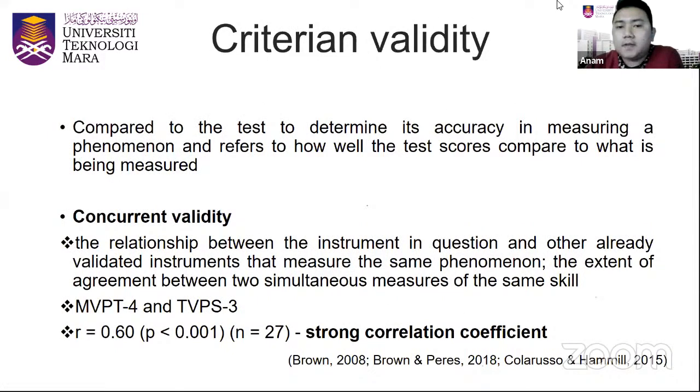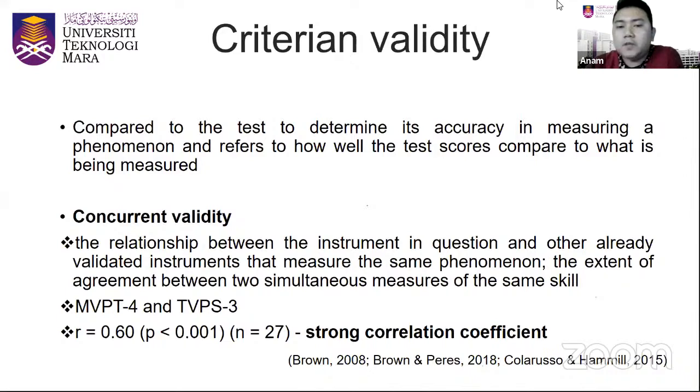And criterion validity means the MVPT is compared to another test to determine its accuracy in measuring a phenomenon, and refers to how well the test score compares to what is being measured. For this criterion validity, the MVPT was compared with another assessment that is quite similar to the MVPT, namely the TVPS, Test of Visual Perceptual Skills.